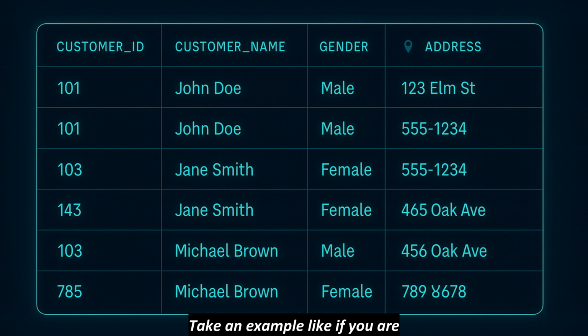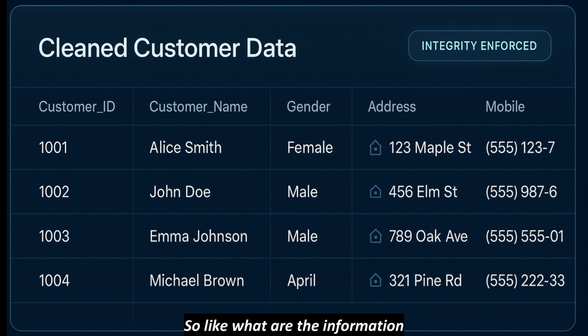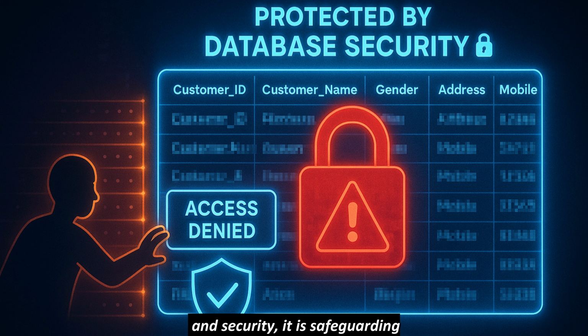Take an example. If you are storing customer information, you store that in a structured manner, like the customer name, address and all other details, probably in a table, so that whenever you read the data you can access it very fast, and it is also easy to read and understand. Data integrity: the information you store in that database stays accurate, and the database doesn't allow any junk data to be stored. And security: it is safeguarding your data.